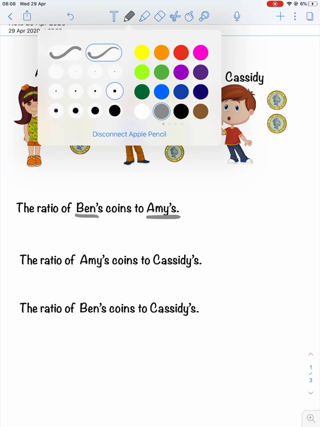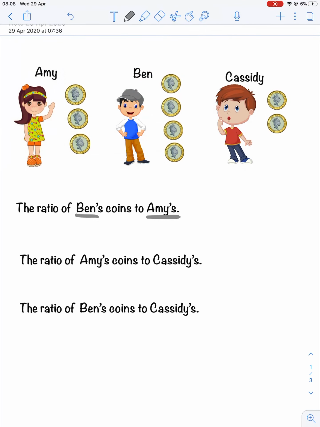The only thing I've got to be careful with here is to make sure I put Ben first and then Amy, like the question states. So Ben has 4 and then Amy has 3. Second one, I'm asked for Amy's and then Cassidy's. Amy to Cassidy. Amy's got 3 and Cassidy's got 2. So again, just making sure I'm putting it in the right order.